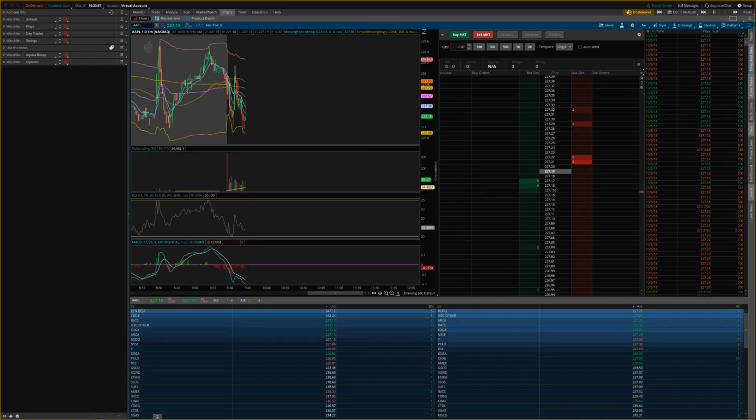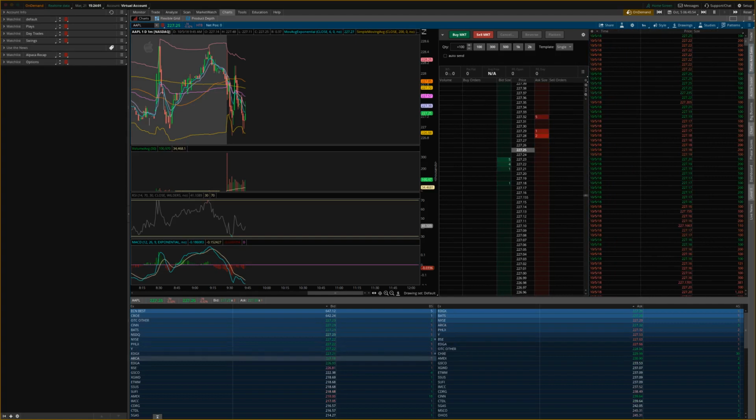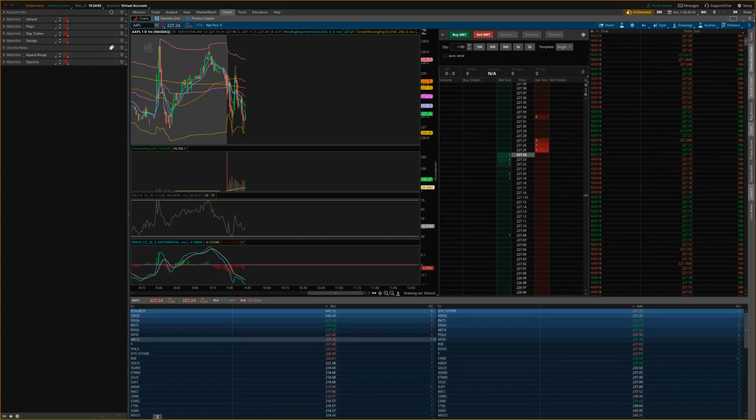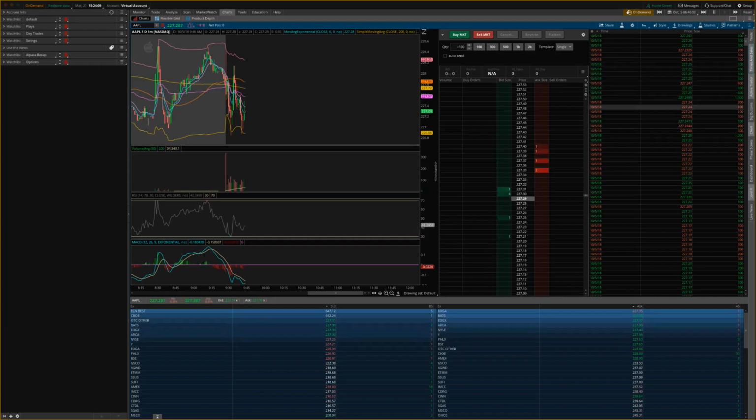Okay, so then now we have time and sales. Time and sales is basically everything that people are hoping to achieve with level 2. Time and sales shows you the exact price the transaction was actually made at.